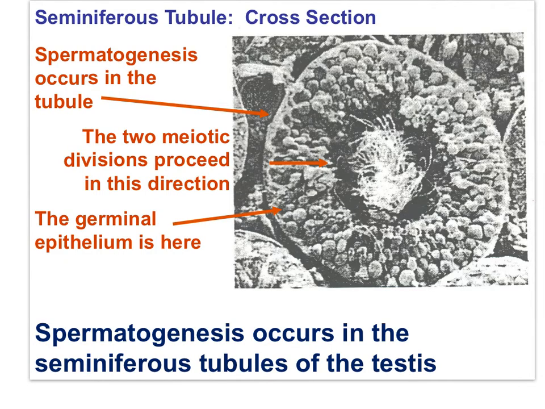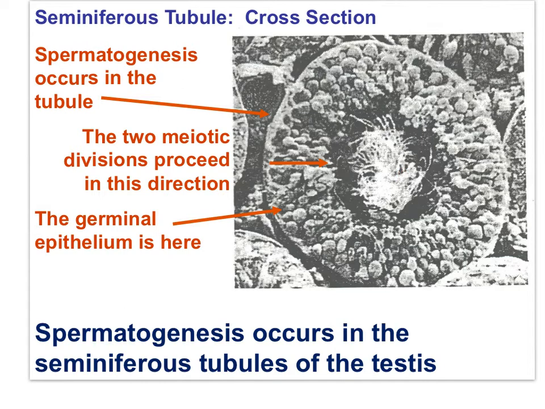This is a micrograph of a seminiferous tubule within the testes. Spermatogenesis occurs in the seminiferous tubules of the testes. Meiosis starts with a diploid cell on the outer edge of the tubule and proceeds in 2 divisions in this direction, resulting in a haploid gamete, an immature spermatid, in the tubule from which it can be released.